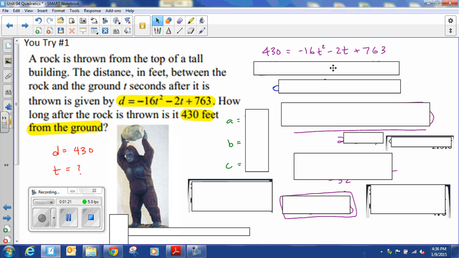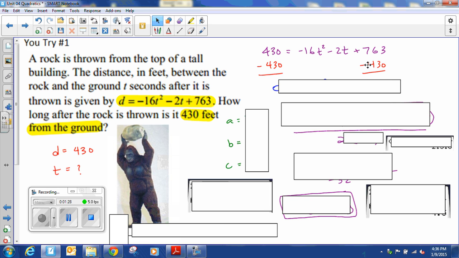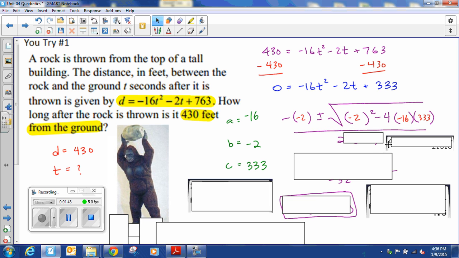Now before we can even think about the quadratic formula, we need to put this in standard form. So we subtract 430 from both sides, resulting in 0 equals negative 16t squared minus 2t plus 333. And now we can identify our coefficients. A is negative 16, B is negative 2, C is 333. So let's use the quadratic formula and plug in A, B, and C into the appropriate places.